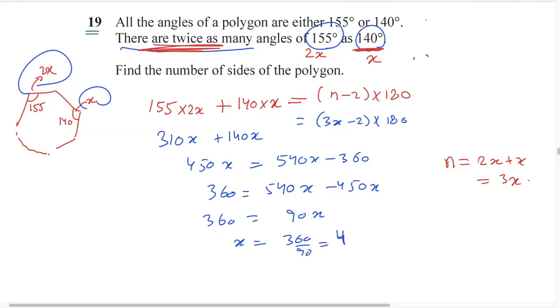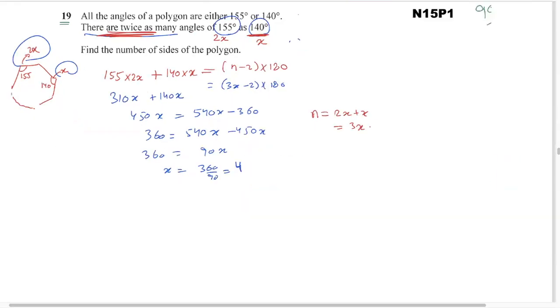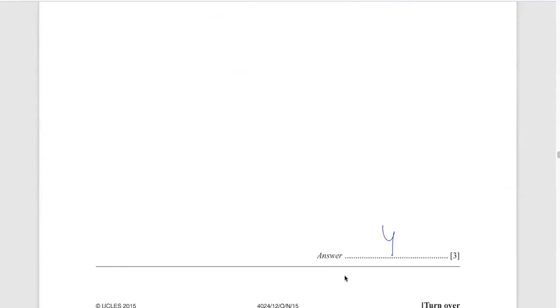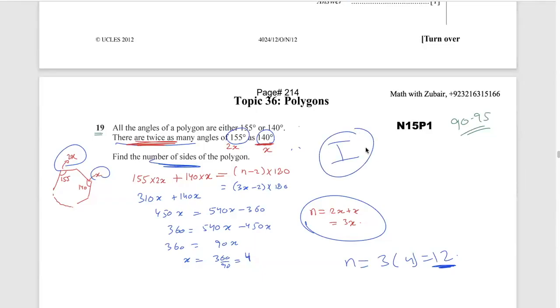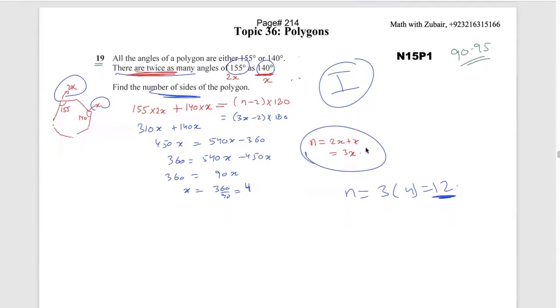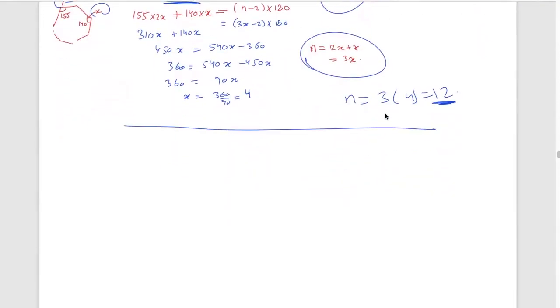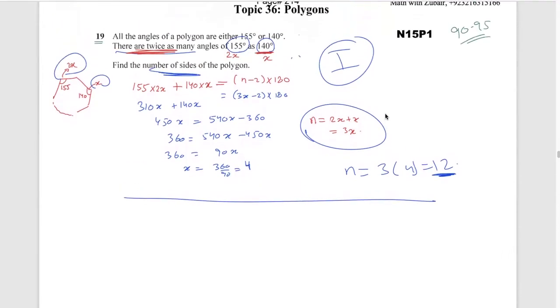And now a very common mistake students make is that when they get this 4, they write it in the answer space, forgetting that we've actually found x, and the original question wanted the number of sides, which is 3x. That is 3 times 4, which equals 12. So the number of sides is 12. And let's do the same question with the concept of exterior angle. Exterior is always easier. Can I copy the equation you have for a second? Yeah, sure.